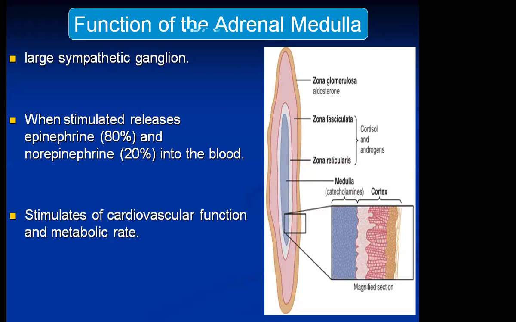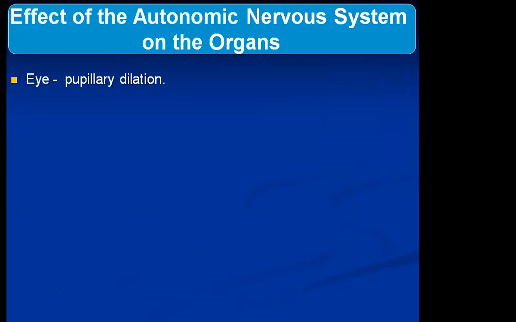It stimulates cardiovascular function and metabolic rate and helps the body deal with stress. So most of us are acquainted with features of epinephrine and norepinephrine. So I will not go too much into the details of this adrenal medulla. So what are the basic effects on the organs? On the eye, it will cause pupillary dilatation. On the heart, it increases the rate and contractility. We have studied about this.